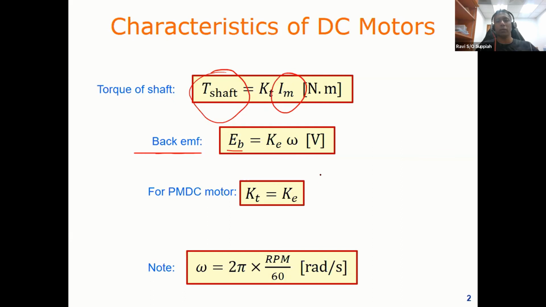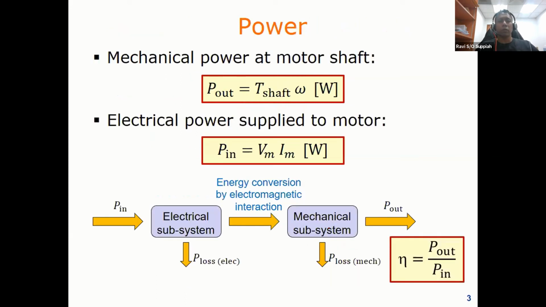For the motor constants KT and KE, we say that they are both the same, and this is something we obtained from the data sheet of the motor. We also saw how to convert RPM to omega using this formula. In terms of power, there are two components. One is the output power, which is the torque of the shaft multiplied by omega. The input power is what you supply to the motor, which is VM and IM together.